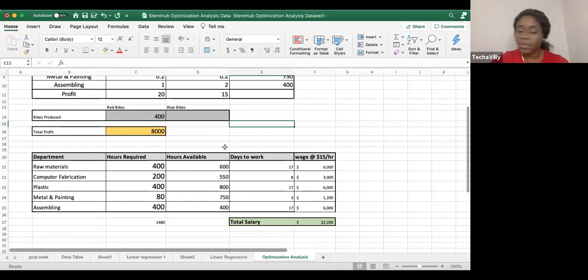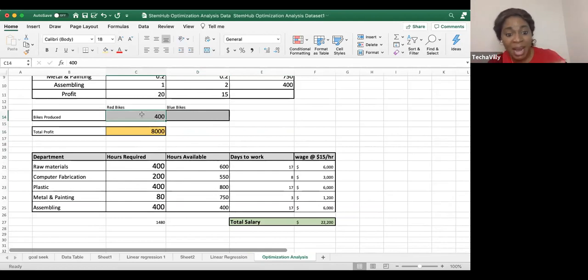I'm trying to see the question. So this is how much they can make if they produce 400. With the capacity they have, the question asks how many red bikes and blue bikes they will produce to maximize their profit.